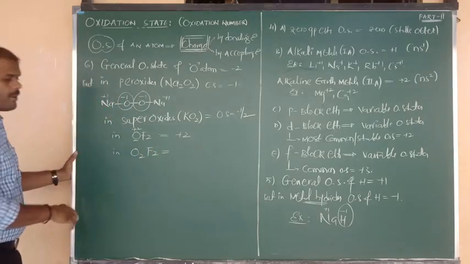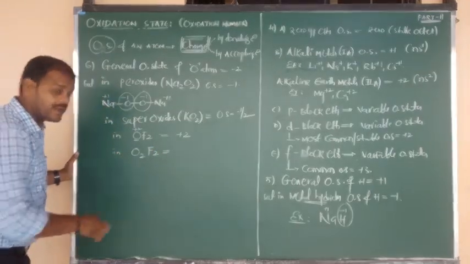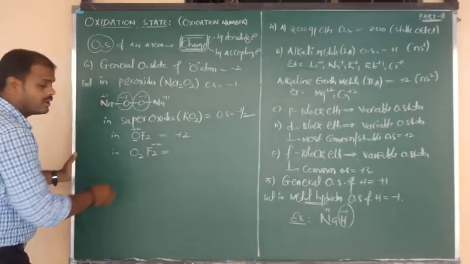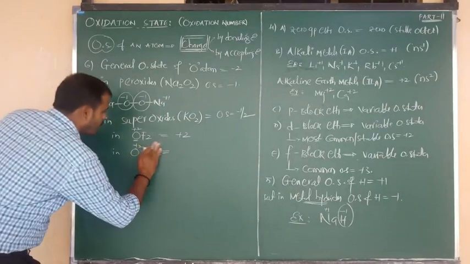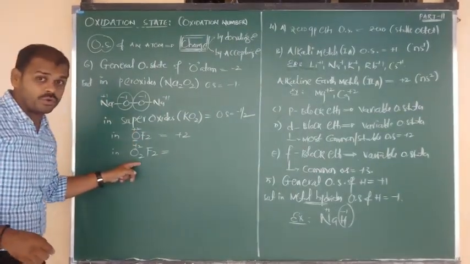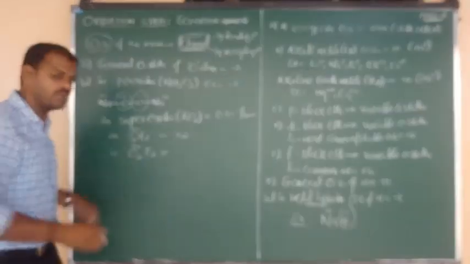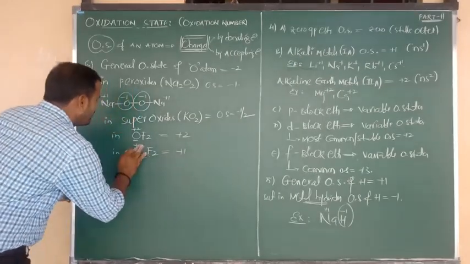Next I am going to tell you about O2F2. In the O2F2 compound, again 1 fluorine contains -1. 2 fluorines means -2. If F2 contains -2, O2 should contain +2. O2 contains +2, but 1 oxygen contains 2 by 2. So the answer is +1.